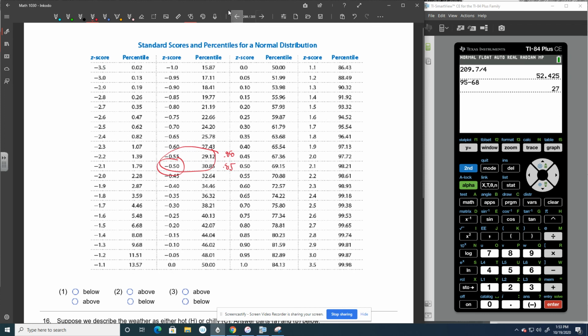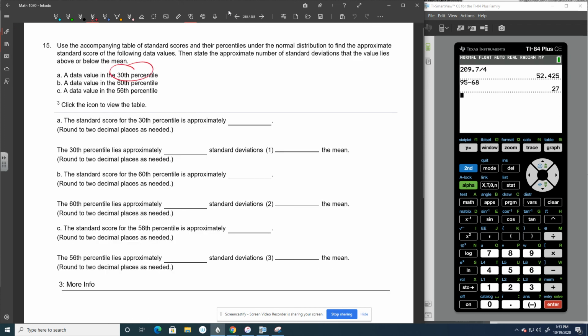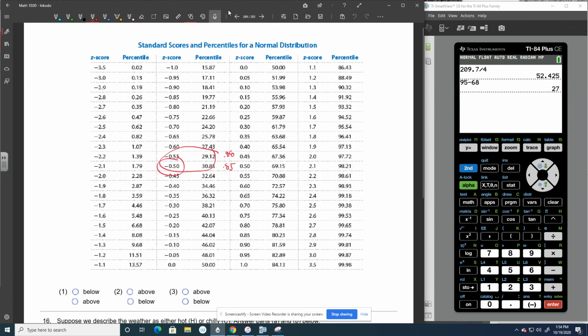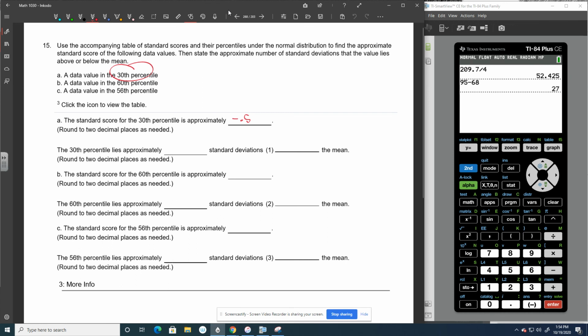Even though they're really close, this one's a little bit closer. So I would say that the standard score is negative 0.5 because that's my standard score. And what that means is that I am 0.5 standard deviations below the mean. I'm not above the mean now because I'm below. I'm at negative 0.5. So I'm 0.5 standard deviations below the average. The rest are going to be just similar to what you saw before.